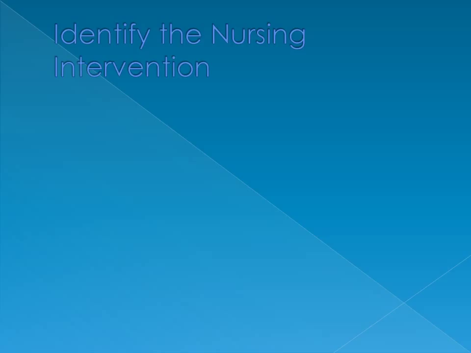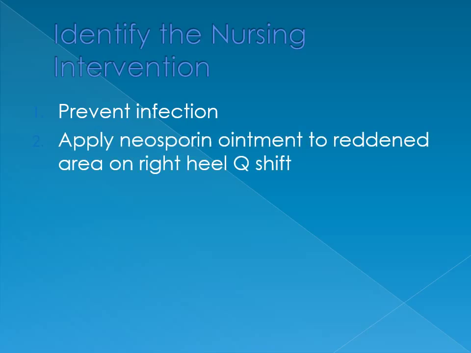So let's identify a nursing intervention. Prevent infection. Well, prevent's a pretty vague verb. Infection is a pretty vague thing. I mean, we want you to prevent infection, but you need to be more specific. Apply Neosporin ointment to reddened area on right heel, Q shift. Love it. It's got a verb. It tells me exactly what to do and how often. And of course, this would be something that would be appropriate for some kind of a skin integrity issue that we're trying to resolve.